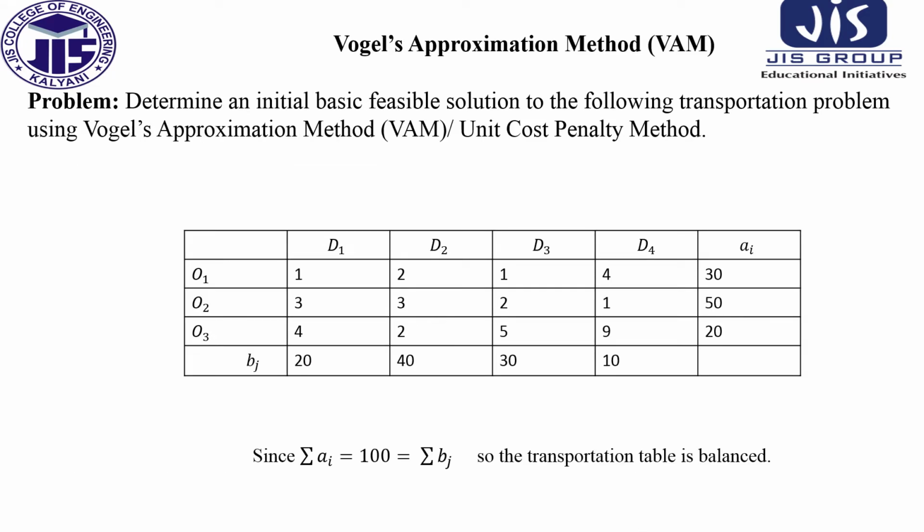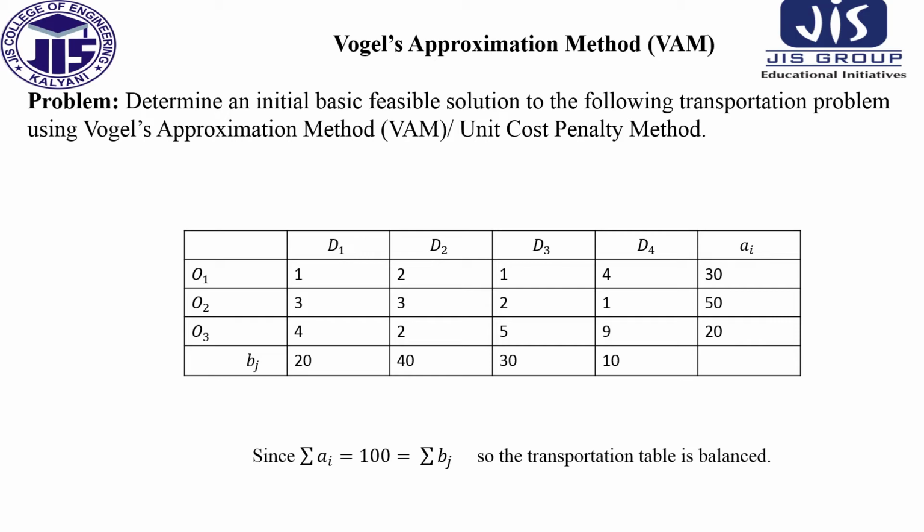Now the last and very important initial basic feasible solution method to find the initial basic feasible solution of a transportation table, we are discussing now. So this is Vogel's approximation method, or VAM. One table we have taken here to determine an initial basic feasible solution to the following transportation problem using Vogel's approximation method, that is VAM. This is also known as the unit cost penalty method.